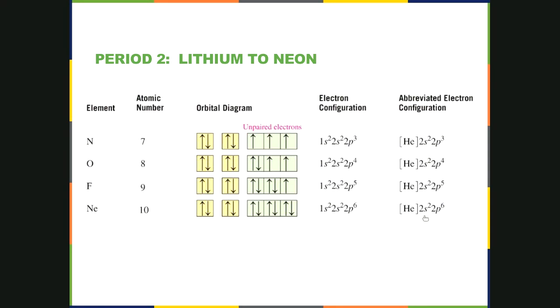So with neon, I can't say the electron configuration of neon is just neon in brackets. You're not allowed to do that. You have to start with the noble gas that came before it and then add that on. Now, for the element that came after neon, I can use the symbol for neon and then a 3s1 after that.